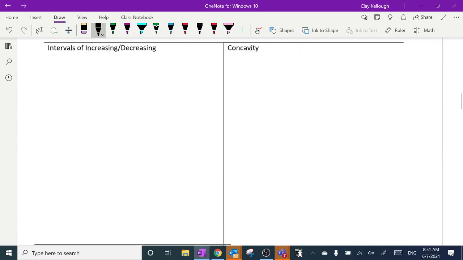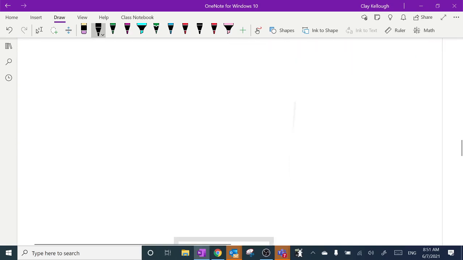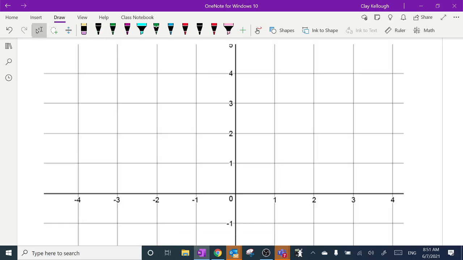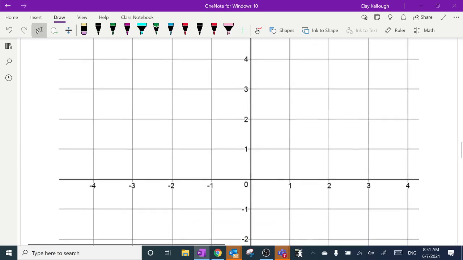Okay, I'm ready to graph this now. I think we stuck all the graph paper at the end. Am I right about that? Come on, picture. There you are. All right, so let's graph this picture.